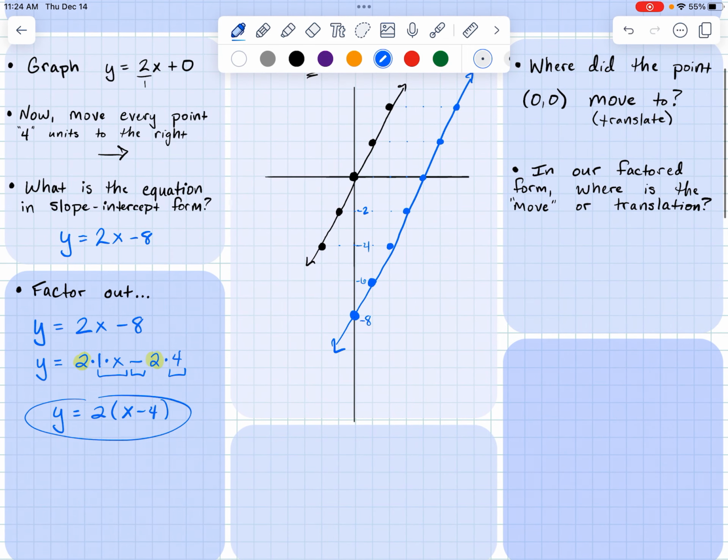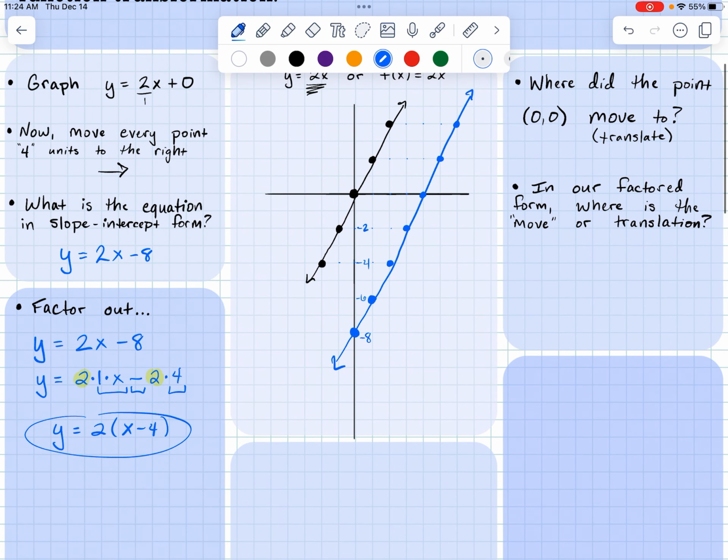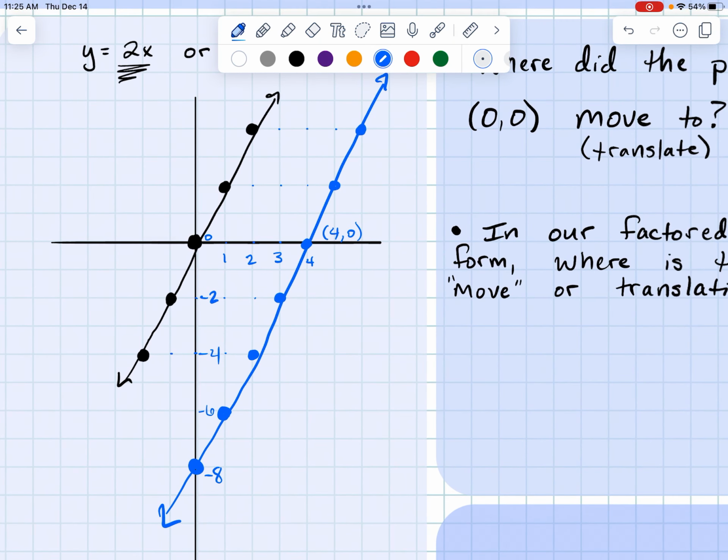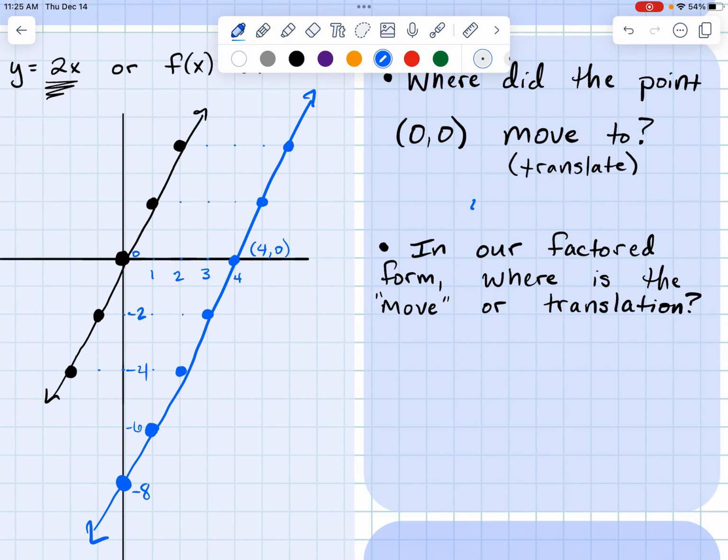Okay, so let's move on up. Let's answer our next question. Where did the point 0, 0 move to, or where did it translate to? So here's our point 0, 0, and it moved over here to this point. Well, what is that point? Well, that point is at 1, 2, 3, 4, comma, 0. So this point is at 4, comma, 0. 4 on the x and 0 on the y.